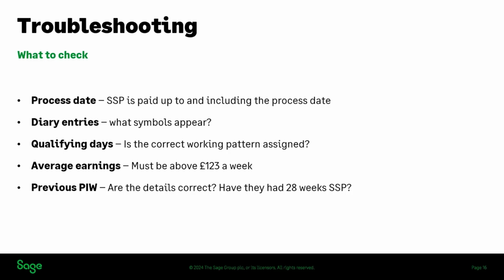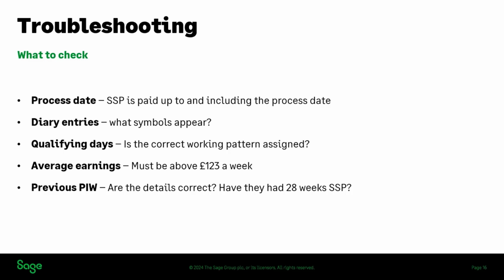Next thing to check are the symbols on the diary. So what symbols appear? We're looking for lowercase letters for the current period. If it's just started, you'd have 3 waiting days, and you would have paid SSP days appearing with a P. Third thing to check are the qualifying days. So if the amount doesn't quite look right at the start of a sickness, it could be the wrong working pattern is assigned.